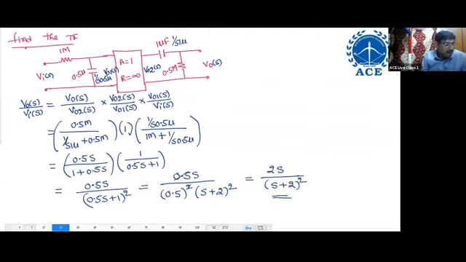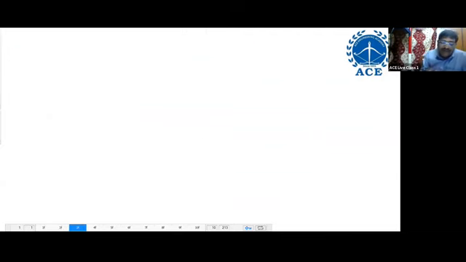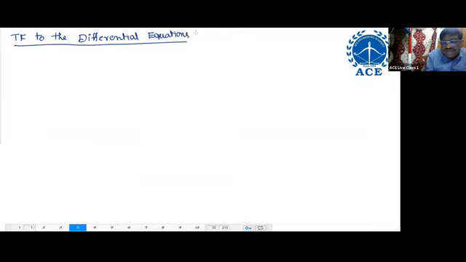Next, one more problem, one more topic. Transfer function to the differential equations. This is also important.